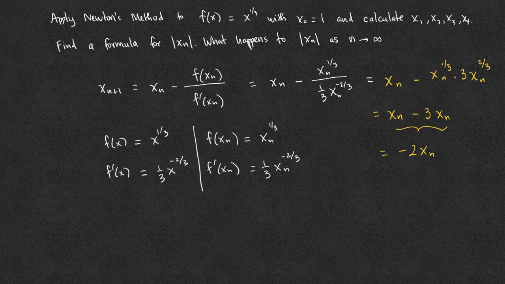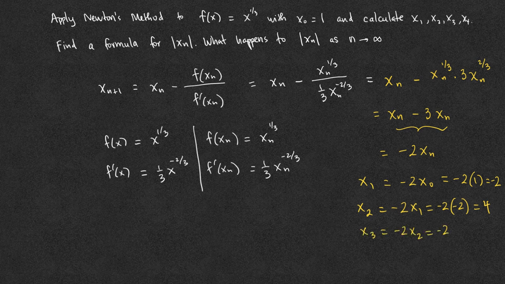Using x sub 0 equals 1 as our starting point, we see that x sub 1 is negative 2 times x sub 0, but x sub 0 was given as 1, so this is negative 2 times 1 or negative 2. x sub 2 is negative 2 times x sub 1, but x sub 1, we just found, is negative 2, so x sub 2 is 4. x sub 3 is negative 2 times x sub 2, which is negative 2 times 4, so x sub 3 is negative 8. x sub 4 is negative 2 times x sub 3, this is negative 2 times negative 8, which is positive 16.